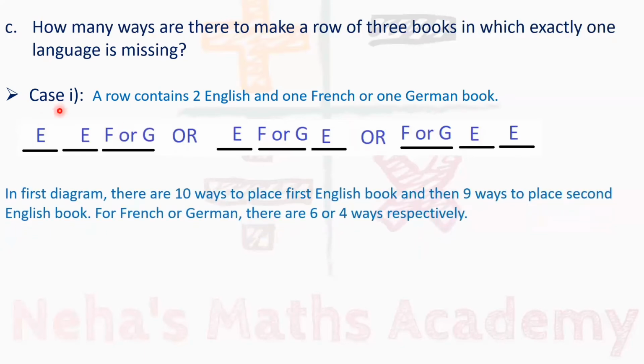Now, how many possibilities are there for the arrangement of these books? In the first diagram, there are 10 ways to place the first English book and then 9 ways to place the second English book, as there are a total of 10 English books.